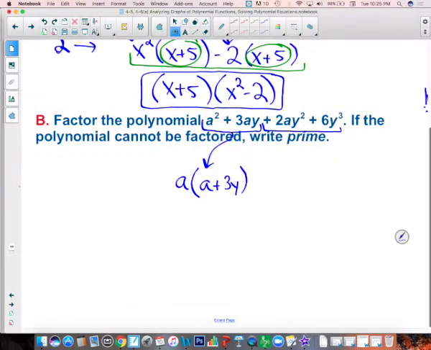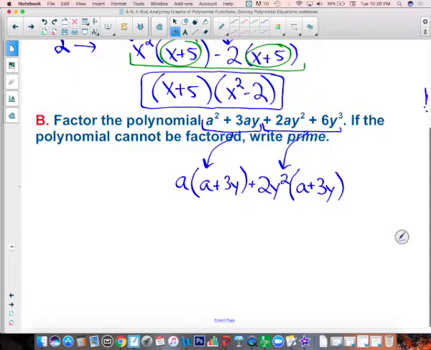The second thing here, all right, what can I take out there? It looks like I can take out a 2, so I'm going to write a positive 2 I can take out, plus 2, and then a y squared. So I have 2y squared out front, and I'm going to write what's left in my parentheses. So taking that out, I have an a left, and then I have a plus 3y.